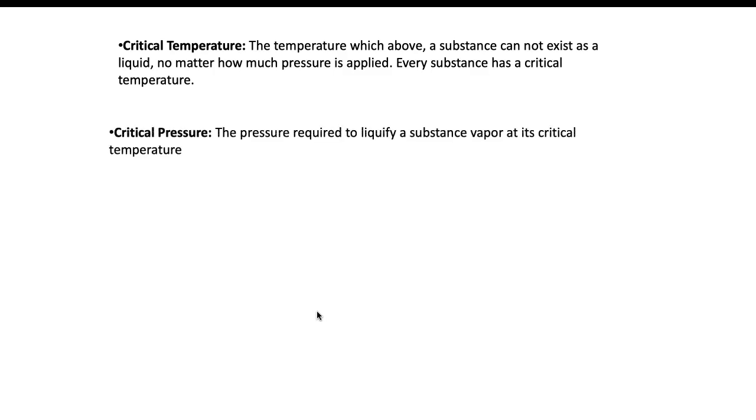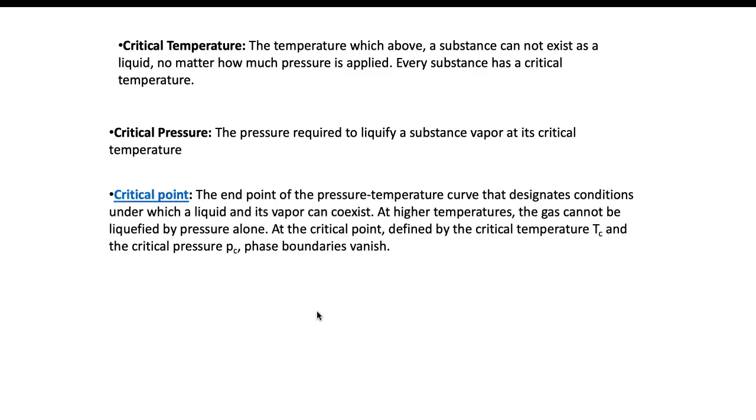Critical pressure, the pressure required to liquefy a substance's vapor at its critical temperature. Critical point, the endpoint of the pressure temperature curve that designates conditions under which a liquid and its vapor can coexist. At higher temperatures, the gas cannot be liquefied by pressure alone. At the critical point, defined by the critical temperature, T sub C, and the critical pressure, P sub C, phase boundaries vanish.